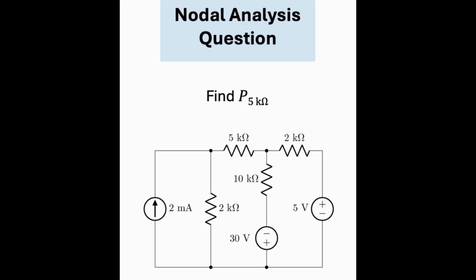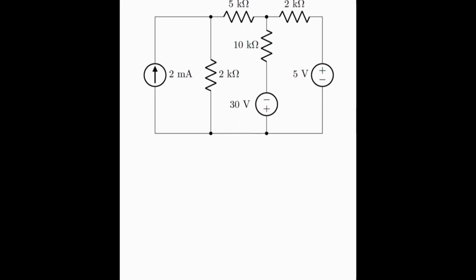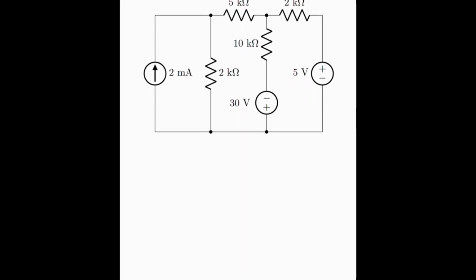The first step in applying nodal analysis is to assign nodes. Typically, the node at the bottom of the schematic is the reference node, or ground. Let's call this node 1 and this node 2. The idea of nodal analysis is to write KCL equations at each of the nodes.